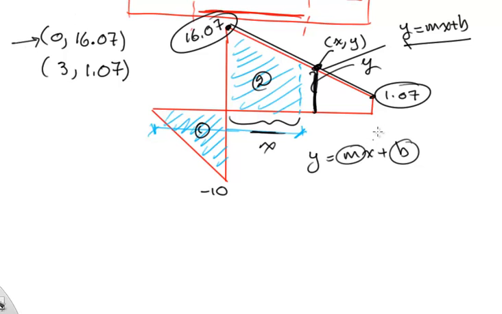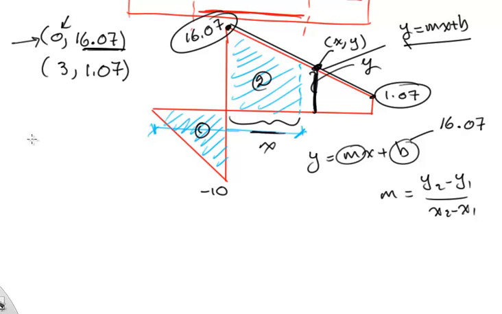Whenever the x is 0, b is the y-intercept. So x is 0 here, so the b should be equal to this part. Okay, so b is already found to be 16.07. Now substitute the other point to find m. For example, m can be y2 minus y1 over x2 minus x1, or you can simply substitute the second point into the equation.